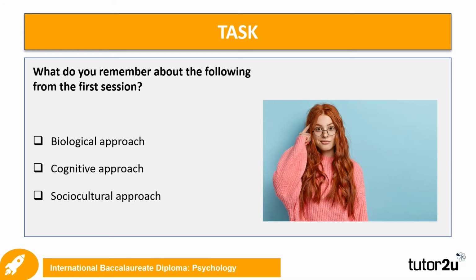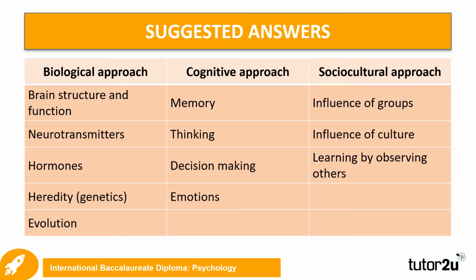In this session, you're going to learn more about what the three approaches to understanding behavior are. What do you remember about them from the first session? Pause the video and continue watching when you complete the task. The biological approach studies brain structure and function, neurotransmitters, hormones, heredity, and evolution. The cognitive approach investigates memory, thinking, decision-making, and emotions. Finally, the sociocultural approach studies the influence of groups and culture, as well as learning by observing others.